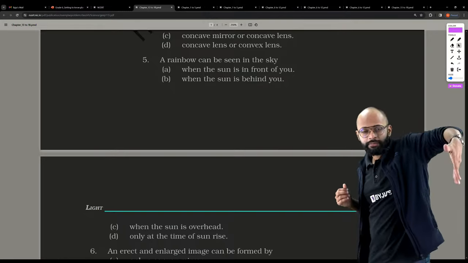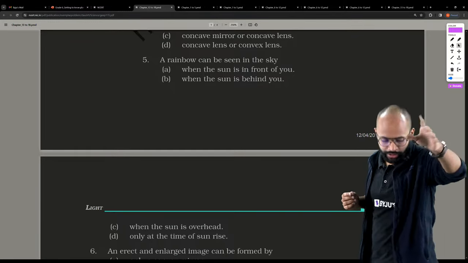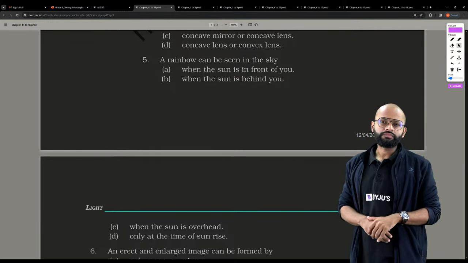What is an inverted image? Ulta image. If the object is like this, the image is like this. That's inverted.